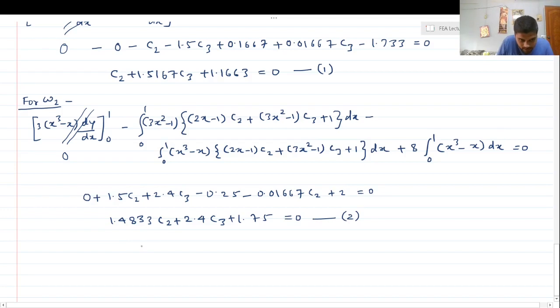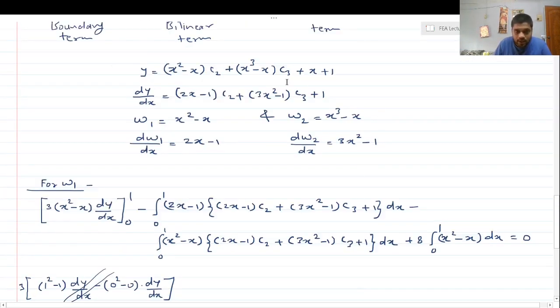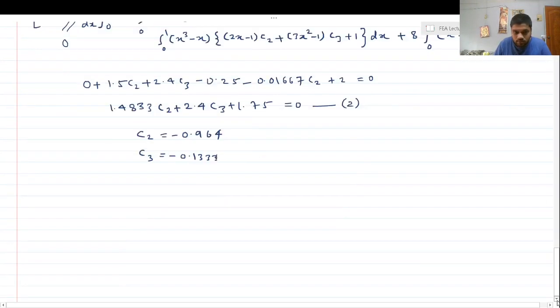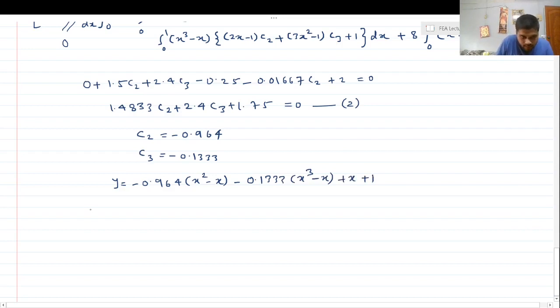When I solve equations 1 and 2, I get the values of C2 and C3 respectively: C2 turns out to be minus 0.964 and C3 turns out to be minus 0.1333. When I put these values back into my equation of y, that is equation 1, what do I get? Y is equal to minus 0.964 (x square minus x) minus 0.133 (x cube minus x) plus x plus 1. And we may try to evaluate the values at given points.